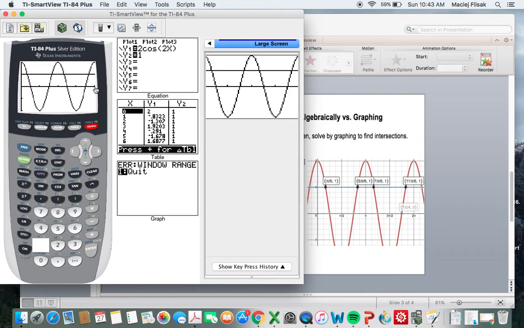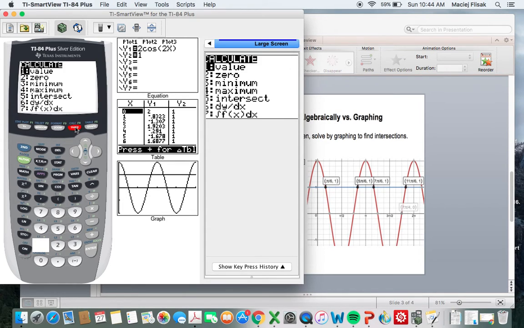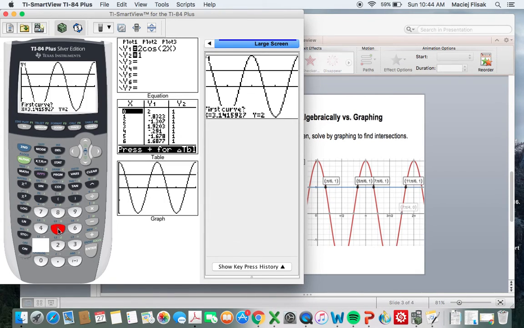Because again, this is 2 pi, so I need all the solutions between 0 and 2 pi. Each of those intersections represents a solution, and there are 4 solutions there. So I'm going to go second, and above trace is calc. Calculate. I'm going to calculate number 5, the intersection. It's asking me what is the first curve. I'm just going to press enter. It's asking me what is the second curve. Well, it's already flashing on the line. That is my second curve. Enter.